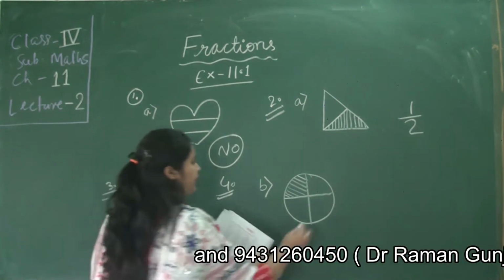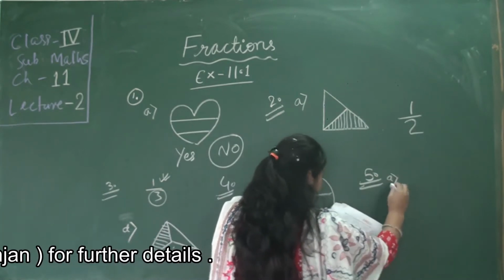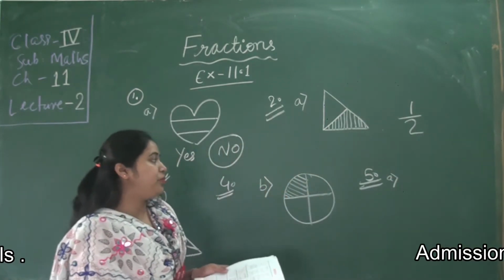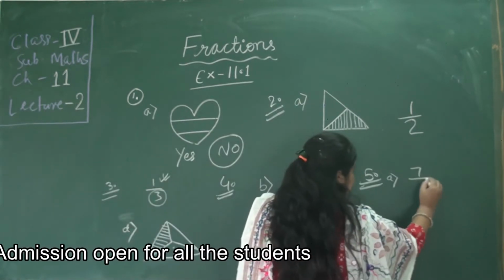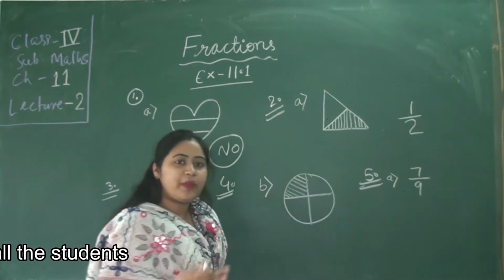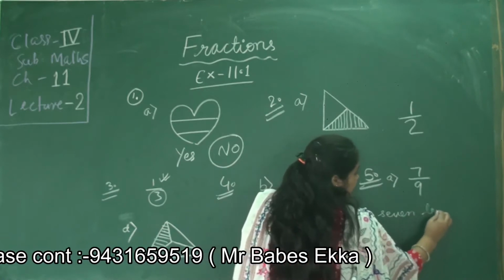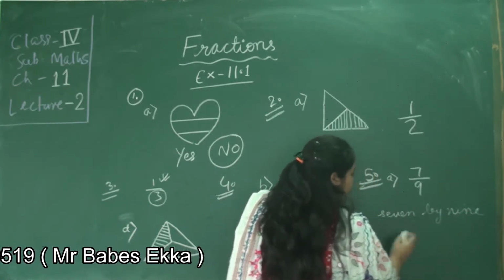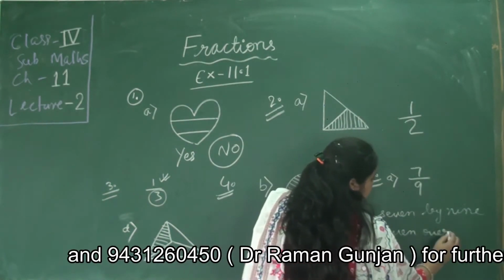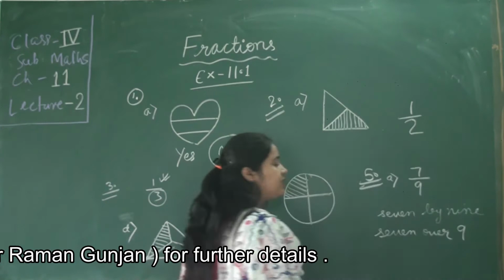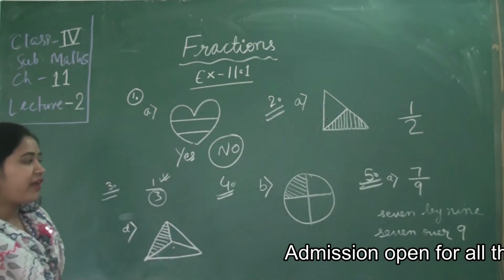Now question number 5. In question number 5a, you have to write in words. In the previous lecture we learned how to write a fraction in words. There are many ways to write a fraction in words, so we will write it here like 7 by 9, or you can write 7 over 9. You can write your fraction in words in any one way.